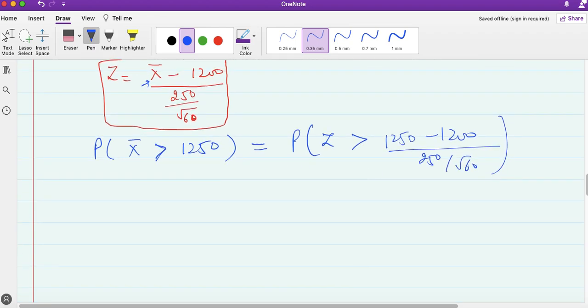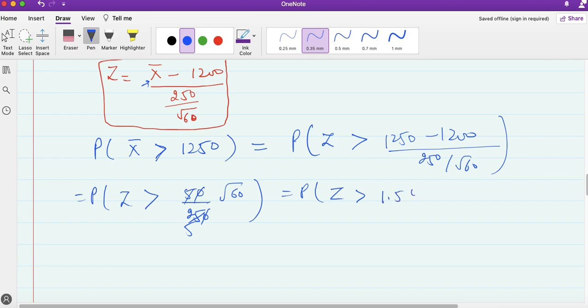Now let us first simplify and see what the resultant z value will be. When we subtract, that will be 50 upon 250, and we can take the square root of 60 on the top. This and this will get cancelled. Now if I see with the help of a calculator, root 60 by 5 comes out to be 1.54919. So if the table value is given for 2 places of decimal, we can write approximately 1.55, right?